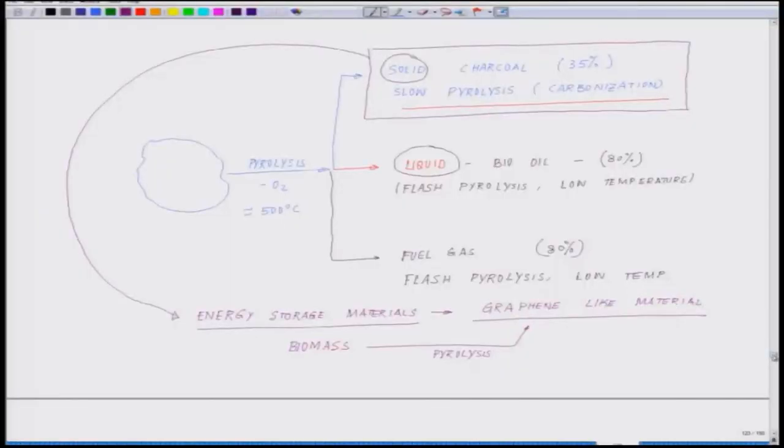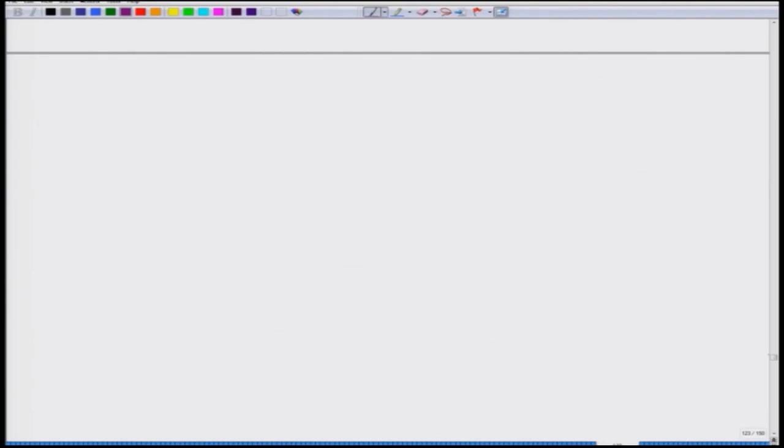The second aspect we will be dealing with now is this part: the flash pyrolysis at low temperature to transform the biomass to bio oil. This process and its salient features are what we are going to talk about. So, now we just cut down the other stuff. Here you have the biomass, and through flash pyrolysis, you are making, at low temperature, bio oil.